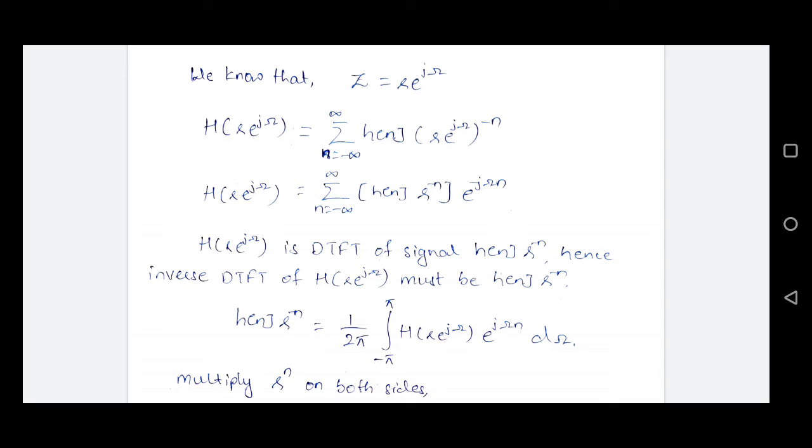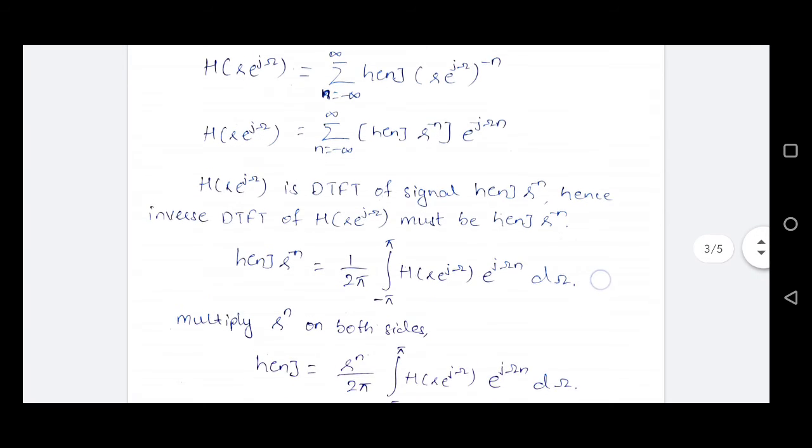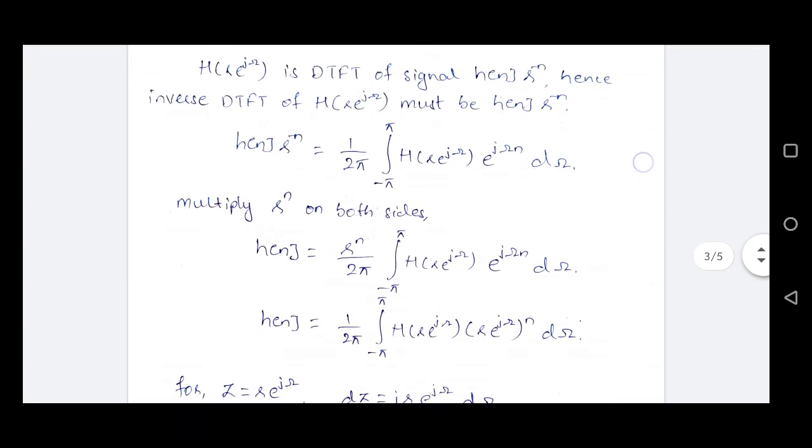If this is the Fourier transform of the signal h of n r to the power minus n, then the inverse discrete time Fourier transform of the spectrum H(r e to the power j omega) must be equal to h of n r to the power minus n. So to obtain this discrete time signal h of n r to the power minus n as an output, we'll use the inverse discrete time Fourier transform we saw in module 4.